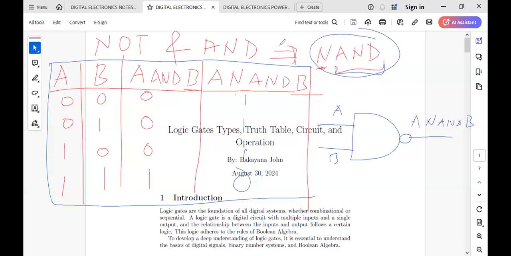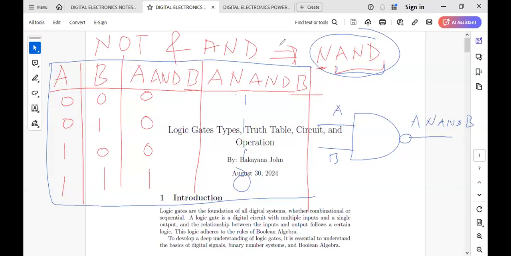Okay, friends, let's continue. We have a lot to look at. We have not looked at potential dividers and some other applications. Okay, so this is for the NAND gate.